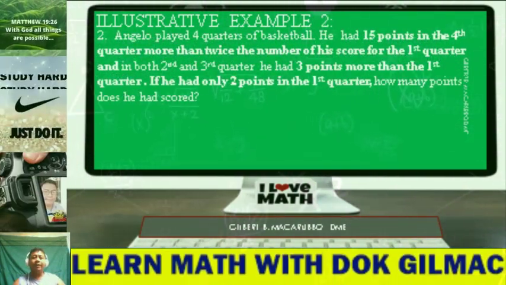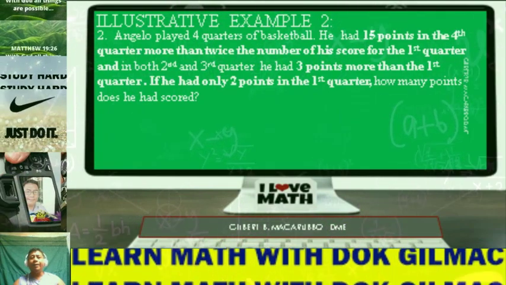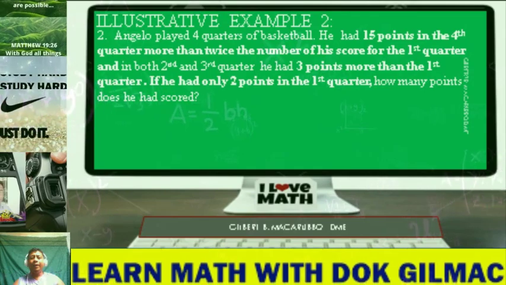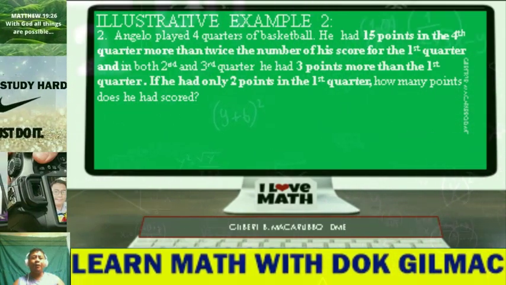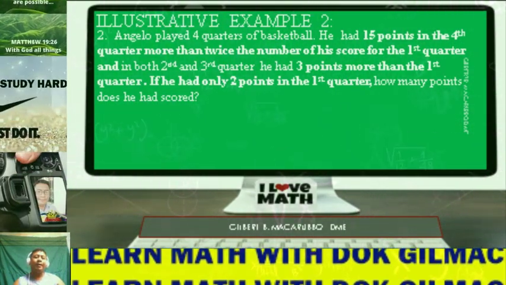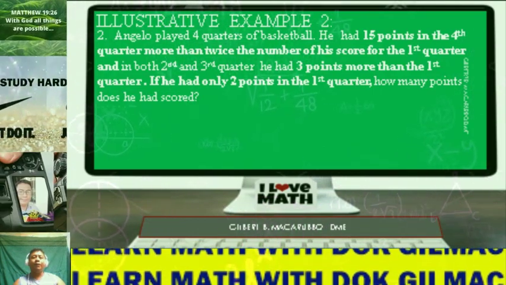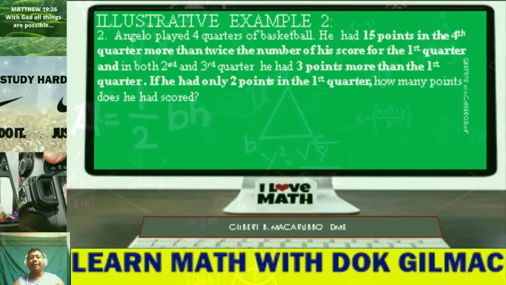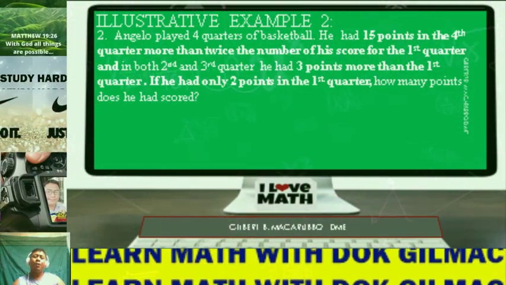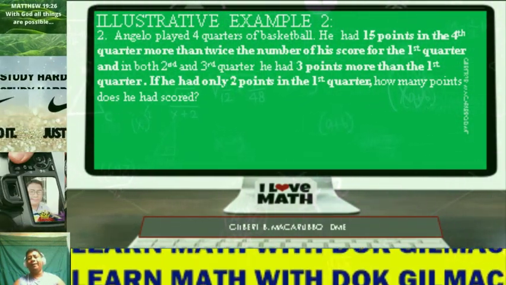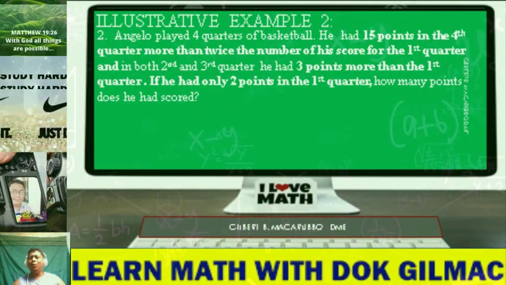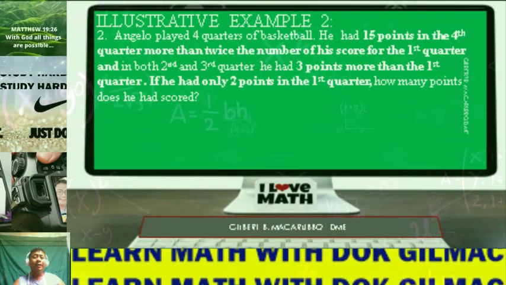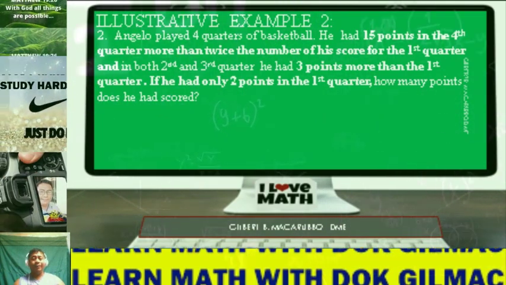Consider illustrative example number 2. Angelo played 4 quarters of basketball. He had 15 points in the 4th quarter, more than twice the number of his score for the 1st quarter. And in both 2nd and 3rd quarter, he had 3 points more than the 1st quarter. If he had only 2 points in the 1st quarter, how many points has he scored?